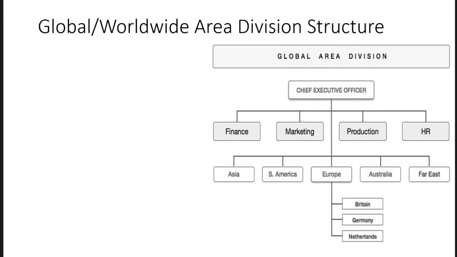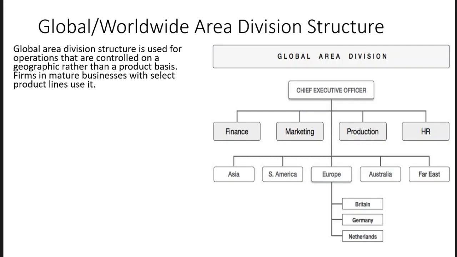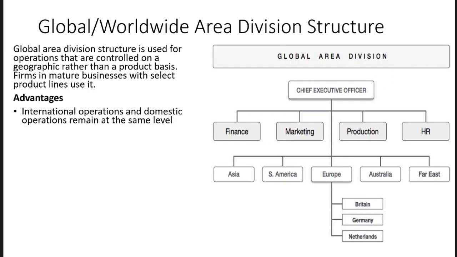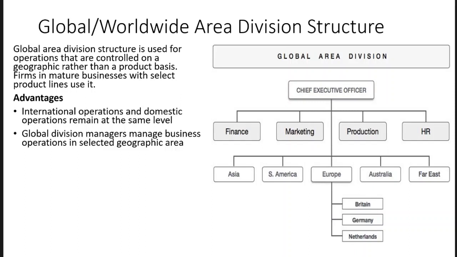Next, we will have a global area division structure, where the focus will be the area of the structure. Global area division structure is used for operations that are controlled on a geographic rather than a product basis. Firms in major businesses with select product lines use it. So the advantage of this is the international operations and domestic operations remain at the same level, and the global division managers manage business operation in selected geographic areas, so they work in a specific geographic area.